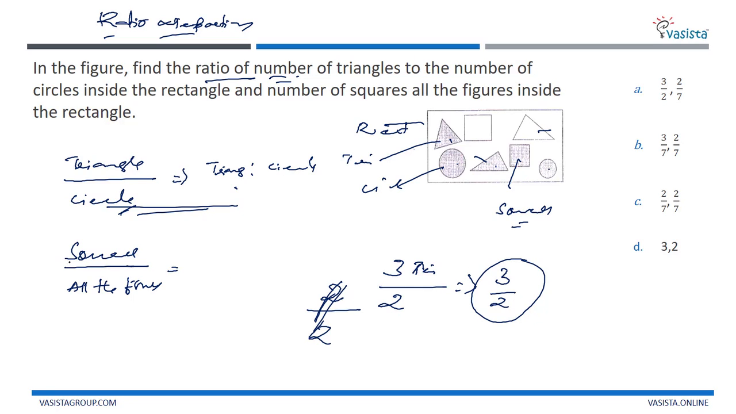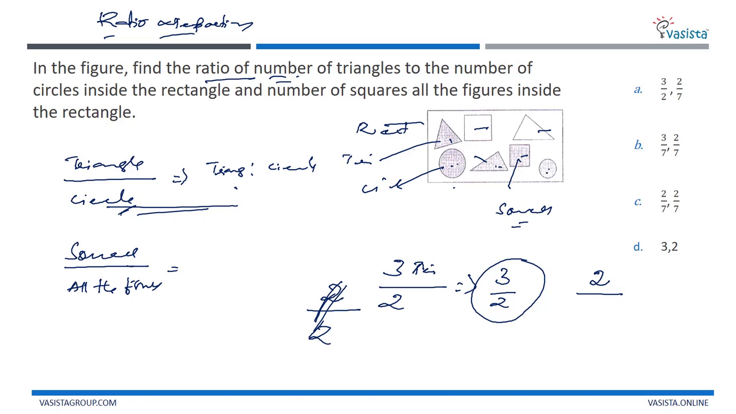Next is squares. How many squares are there? 1, 2. You know, a square is one where all the sides are equal. By observing, you can identify that both are squares. This is a rectangle. Only 2 sides are equal. So how many squares are there? 2 squares are there. How many figures are there here?